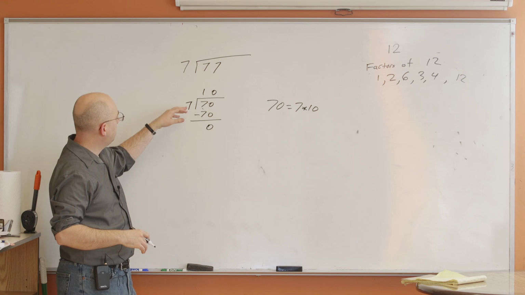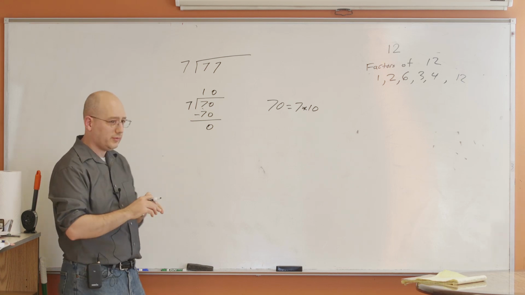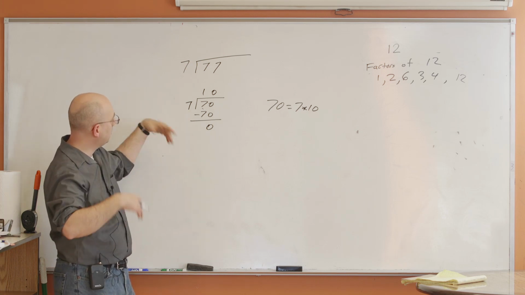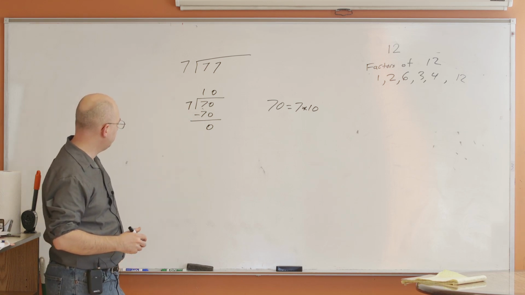What did I do? This is a shorthand for saying I can subtract 7 from 70 10 times. That's why I'm subtracting here. I'm saying, okay, I'm going to multiply this thing and get 70.